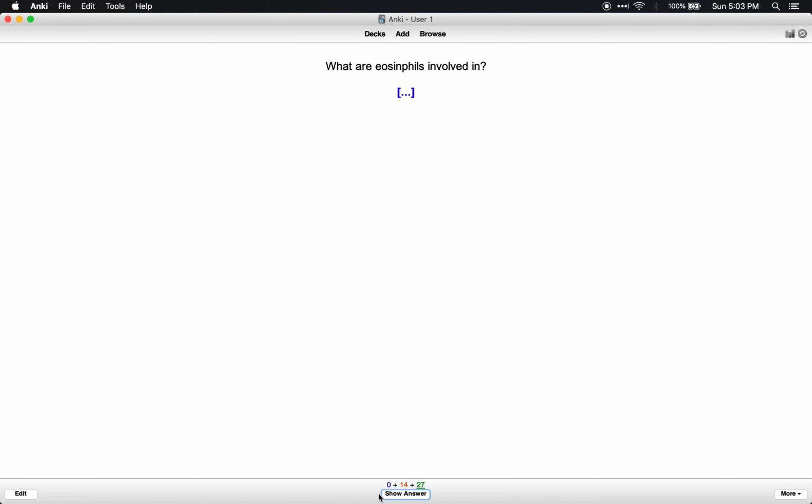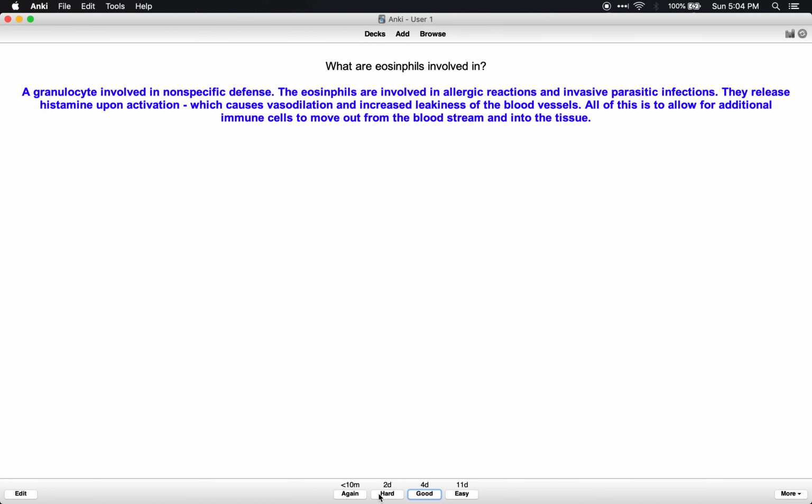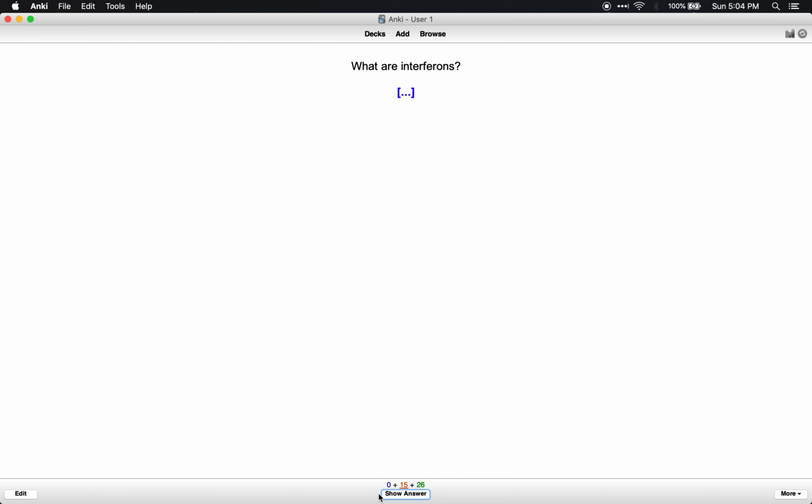Eosinophils are involved in, well, first of all, it's a granulocyte, and it's involved in non-specific defenses against bacteria, allergen and pathogenic responses, or infections from bugs. It releases histamine, causing vasodilation and blood leakiness. Parasitic infection leads to its activation, moving cells from the blood into the tissue.